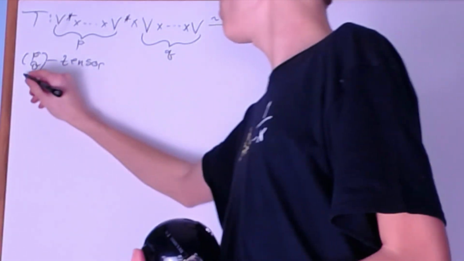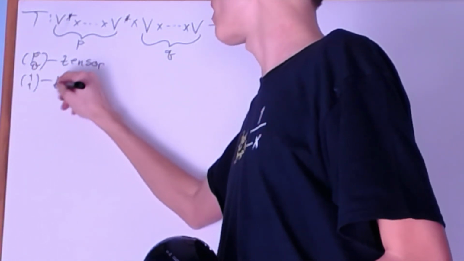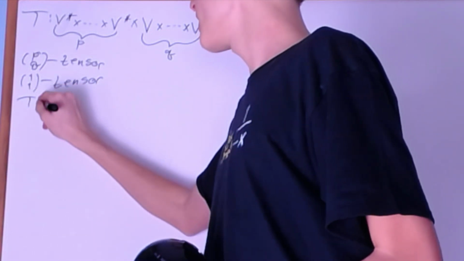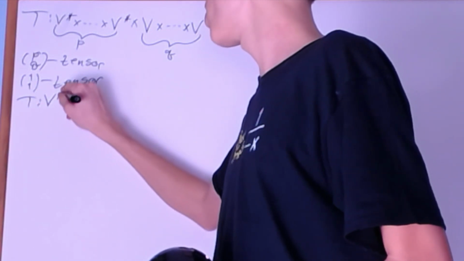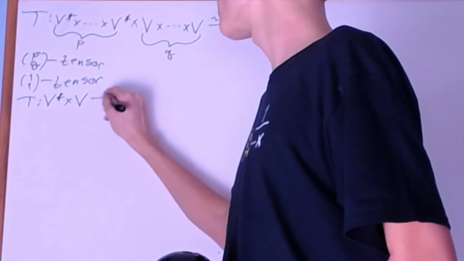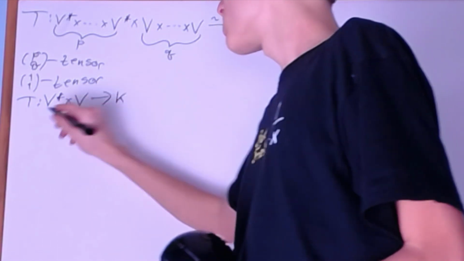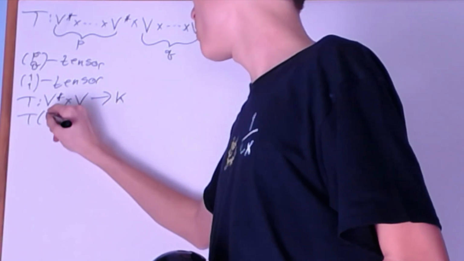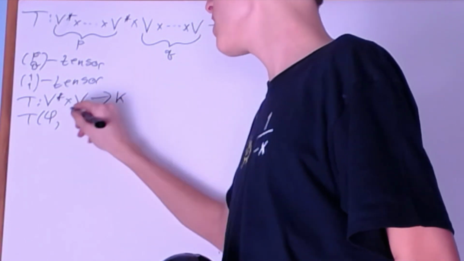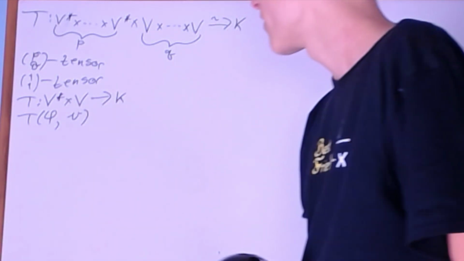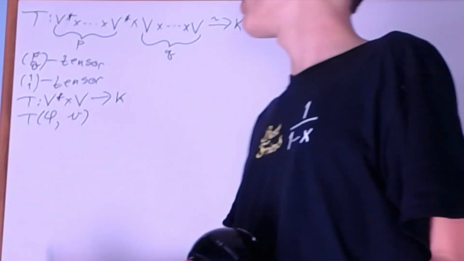So let's do an example of a (1,1) tensor. We will have a linear map which takes in one covector and one vector and outputs an element of the field. So we do T, and we can input a covector phi and a vector v. And that will be a (1,1) tensor.